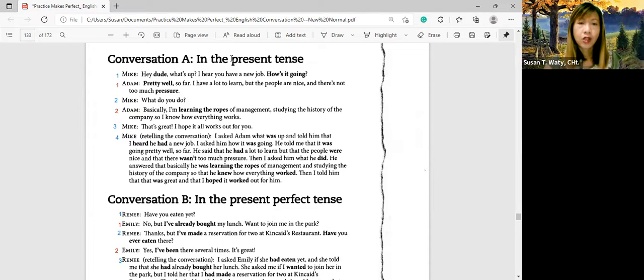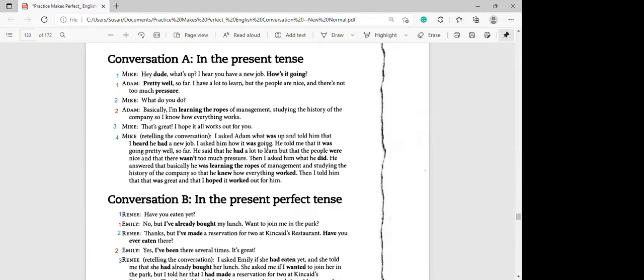So, okay, guys. When the conversation is using the present tense, like here, how's it going? When you're retelling the conversation, you are going to turn all those present tense words into past tense. Look, I asked Adam what was up. Here is Mike asking Adam how's it going? Now, how is it going turns into what was up, and that turns into past tense.